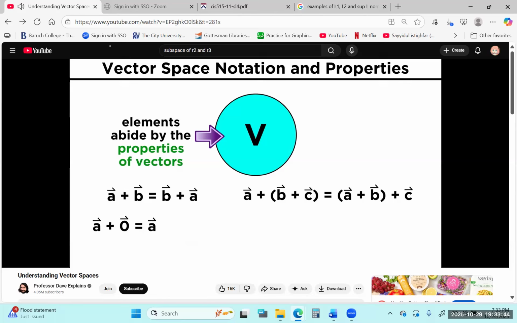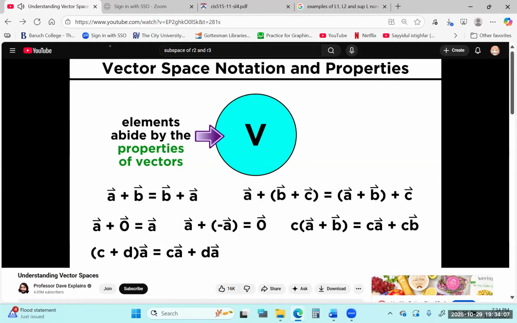There also exists a zero vector in the vector space such that any element plus the zero vector will just give back the element. For each element A, there exists another element, negative A, within V, such that the addition of the two gives the zero vector. Scalars can be distributed across the addition of two members of V, just as an element can be distributed across the addition of two scalars.